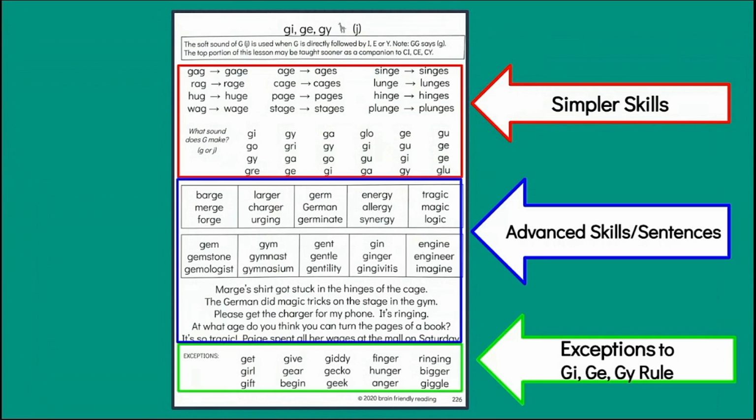At the bottom of the page is a list of words that do not follow the GI, GE, GY rule. They're listed in order from simpler words to more advanced. Select any of these words that align with skills your students have been taught to include in your lesson and teach as exceptions to the rule.